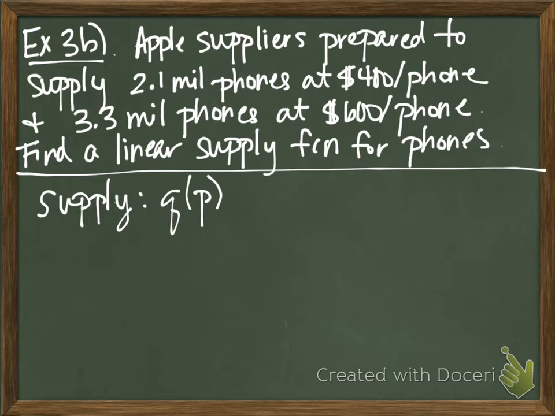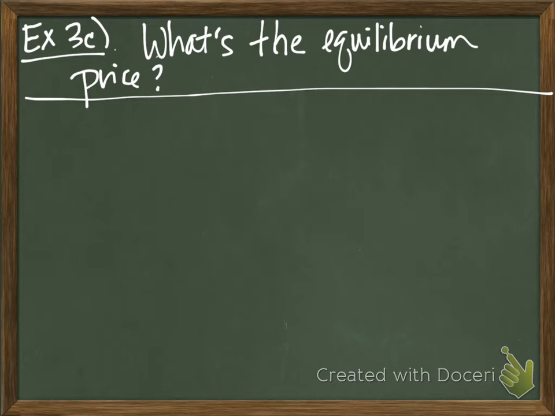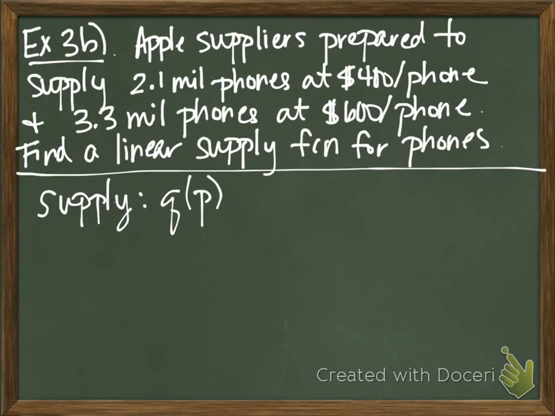We want to do that because we know in part C we're going to try to find the equilibrium, so we need the quantity demanded and quantity supplied to be in the same units. We're going to get two ordered pairs here that we're going to use to find our linear function. We're going to have price first, so we have $400 per phone. How much was supplied? 2.1 million, but we need to rewrite that in terms of thousands of phones. So that's going to be 2,100 thousand phones.